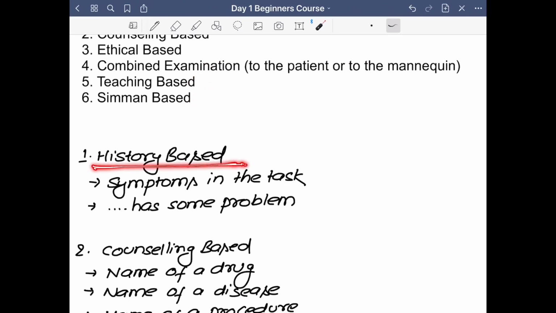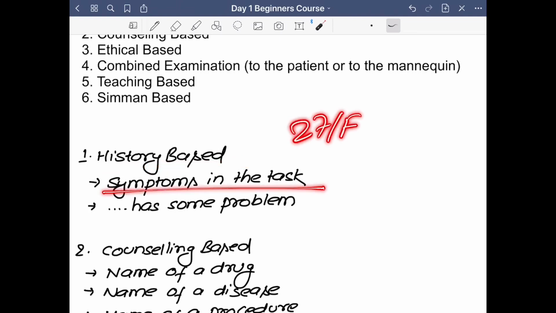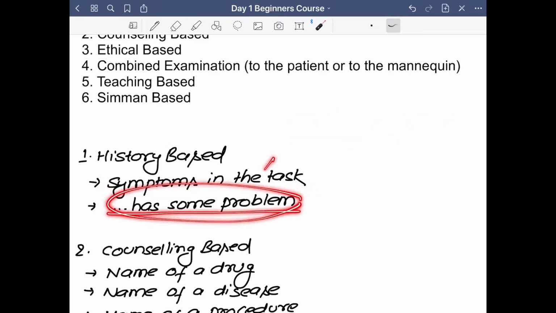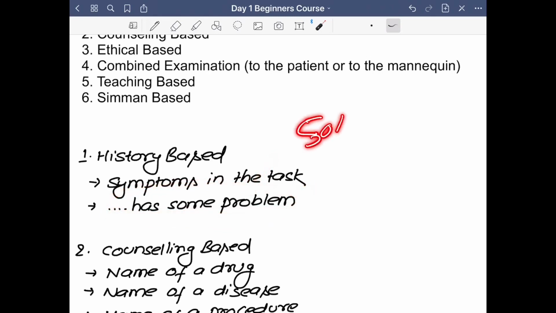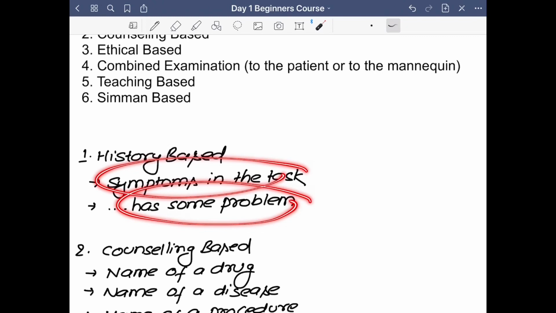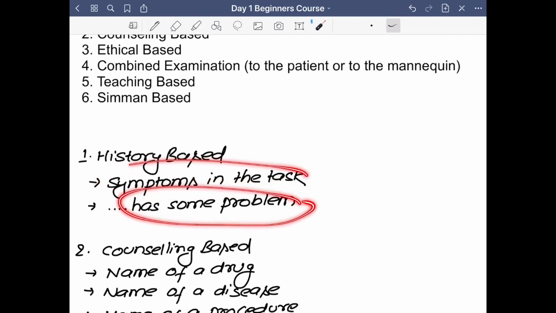First of all, there is a symptom in the task. For example, a 27-year-old female has presented with some headache. Or sometimes they will not give the symptom and will just use phrases like has some problem. For example, a 50-year-old male presented with some problem. Whenever you see phrases like this or a symptom in the task, that is most probably the history-based station. What is the advantage of identifying this as a history-based station?